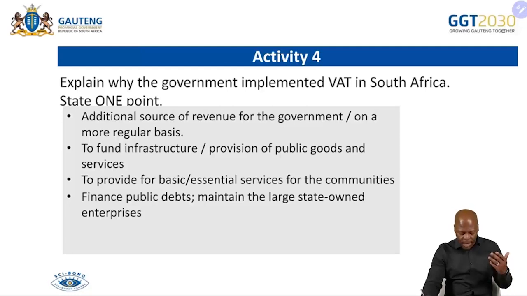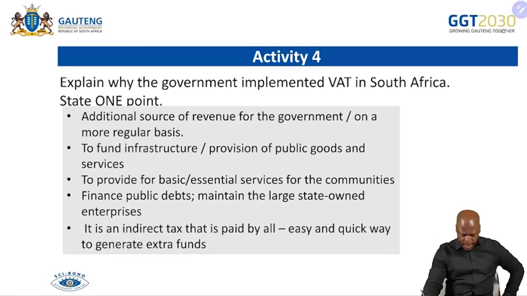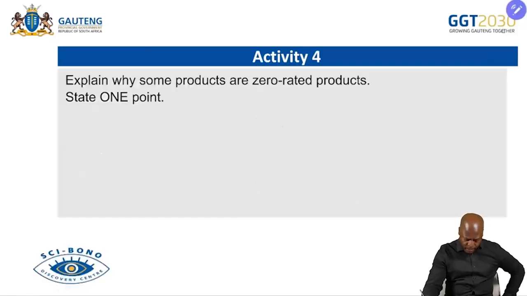Finance public debts. Public debts need to be paid, so the amount will therefore be from the collection of VAT, as well as maintaining large state-owned enterprises. It is an indirect tax that is paid by all, an easy and quick way to generate extra funds. So everyone is subject to VAT. So it becomes now a way which is easy to collect funds.